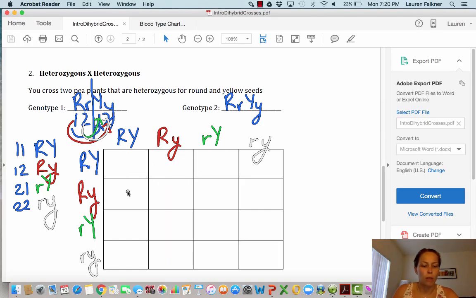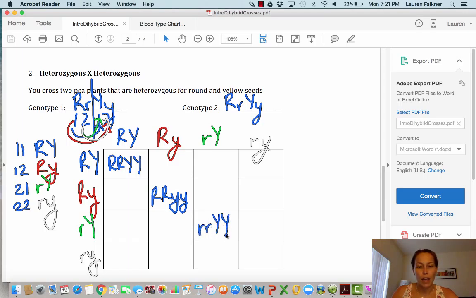So I'm just going to do a brief sample right now of what those are going to look like. So we're going to have capital R, capital Y's, capital R, lowercase y, lowercase y. We're going to have lowercase r, capital Y, lowercase r, lowercase y, lowercase y. So we can see that we're getting a bunch of different genotypic combinations as we fill in the boxes.